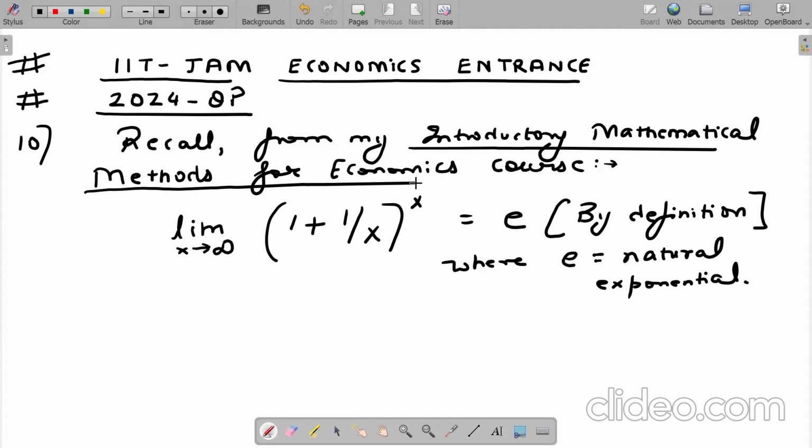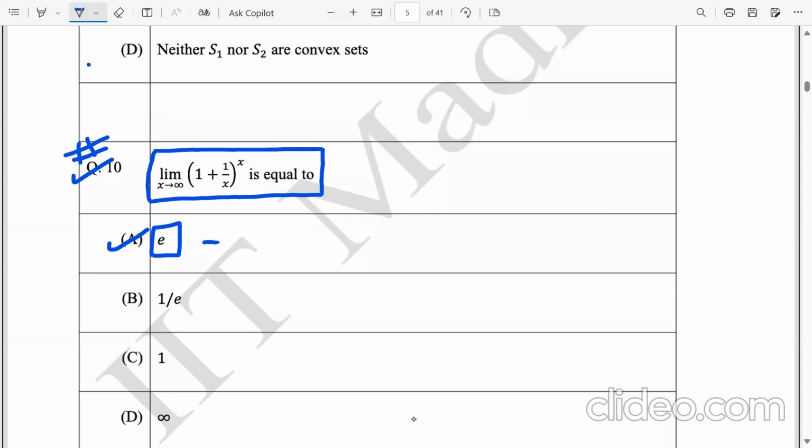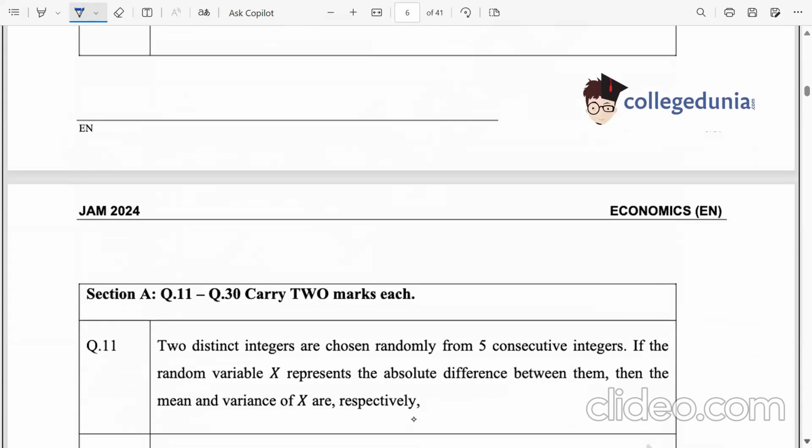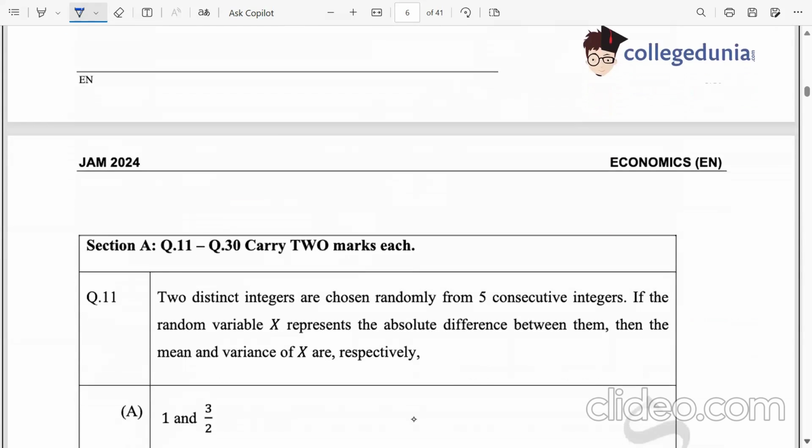By definition, it's equal to e. Let's come back to the question paper. So my answer is option A. Then we look at question number 11.